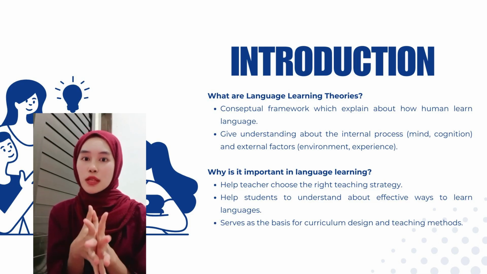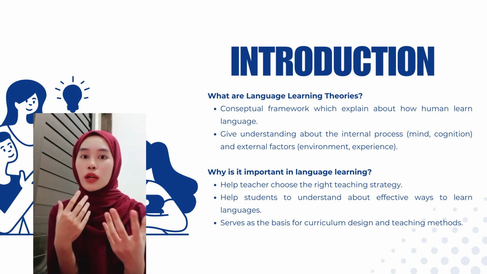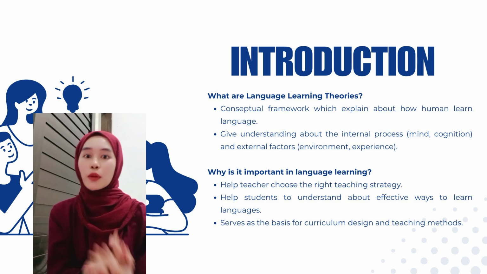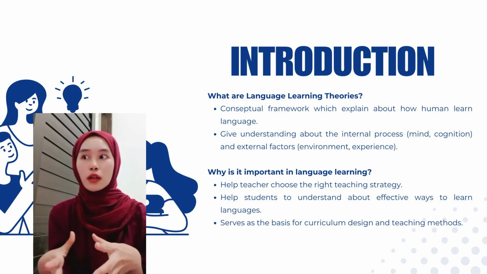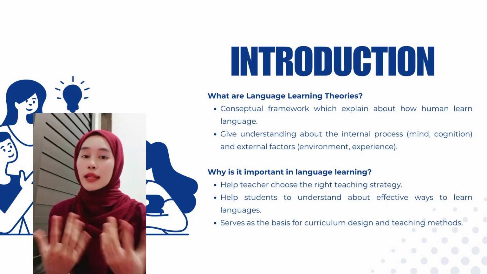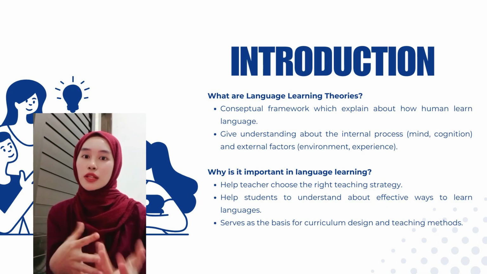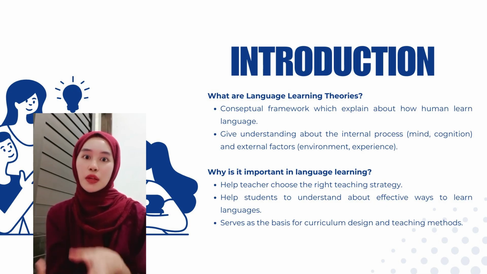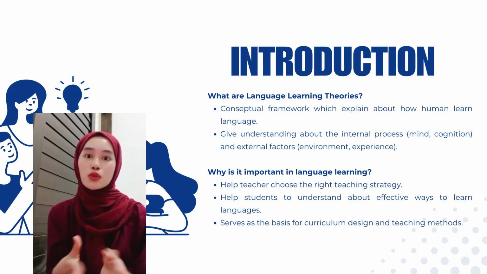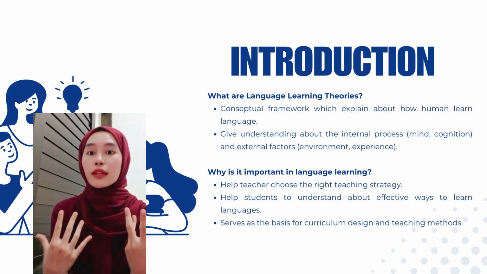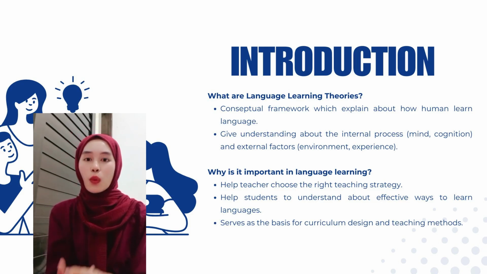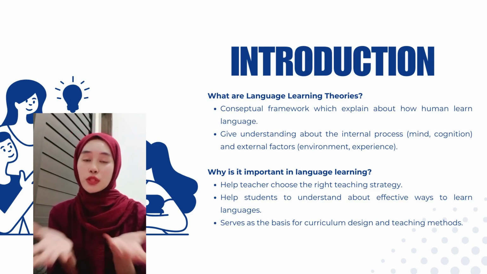The first one is the internal process, and the second one is the external process. The internal process is about how our brain works, how we think, remember, and understand language. Meanwhile, the external process is more about our environment and daily experience, such as interaction with other people or hands-on practice. So these theories try to combine the two so that we can understand why people can learn language in certain ways. And why is it important in language learning?